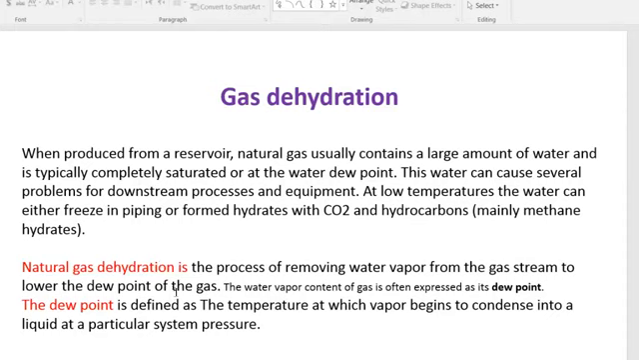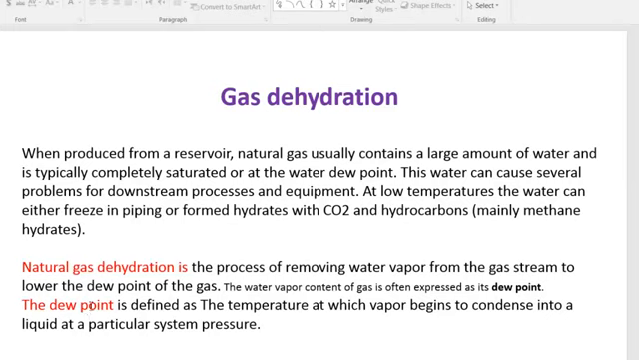So natural gas dehydration is the process of removing water vapor from the gas stream to lower the dew point of the gas. The water vapor content of the gas is often expressed as its dew point. So what is the dew point? It is the temperature at which vapor begins to condense into a liquid at a particular system pressure.